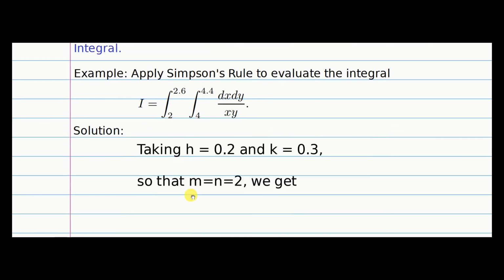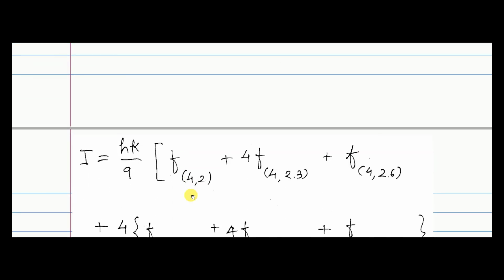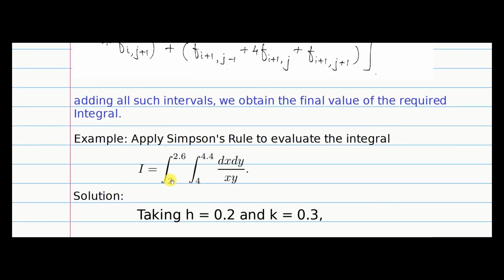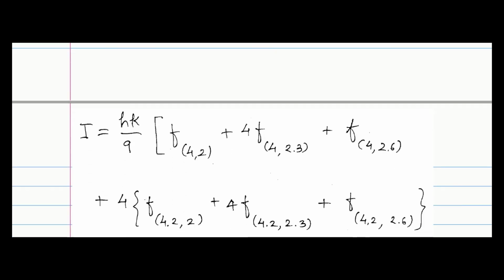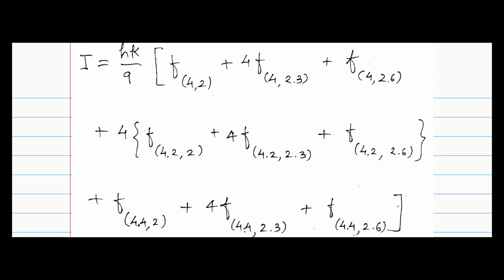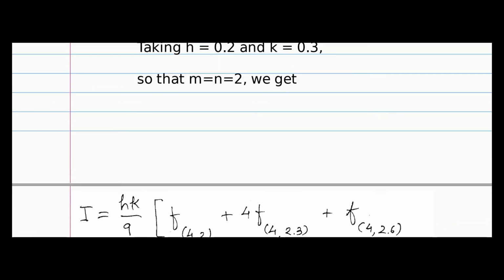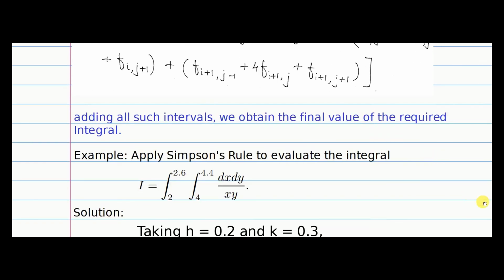So basically m and n are equal to 2. Please keep in mind, this is basically my c to d and this is my a to b. You can even switch the roles as well. I mean, you can consider a equal to 2 and b equal to 2.6. In that case your h will be 0.3, and if you consider c equal to 4 and d equal to 4.4, then your k will be 0.2. So don't mind, you may consider it the other way around. Now I is equal to hk by 9, again from this formula itself.